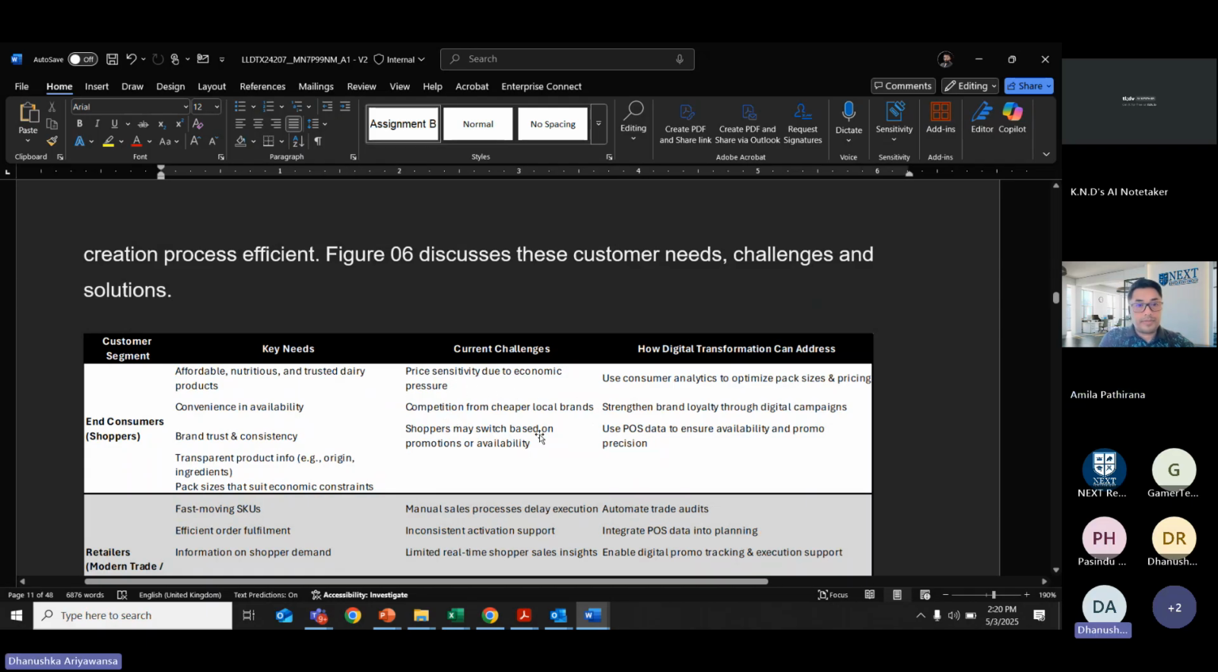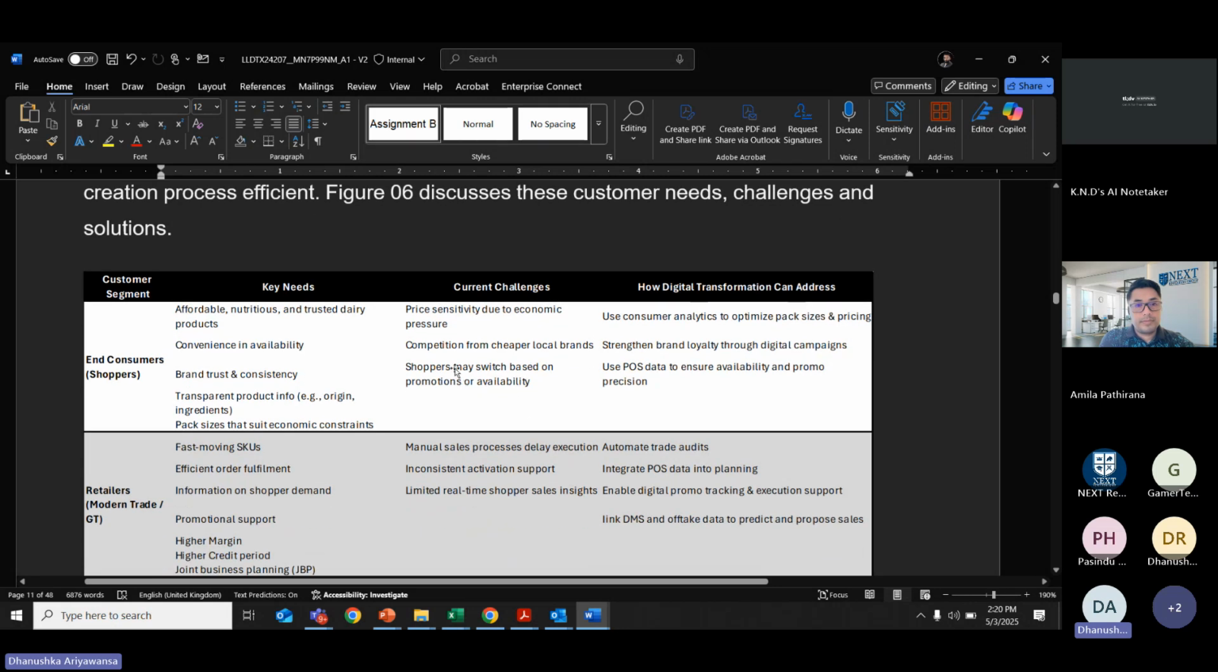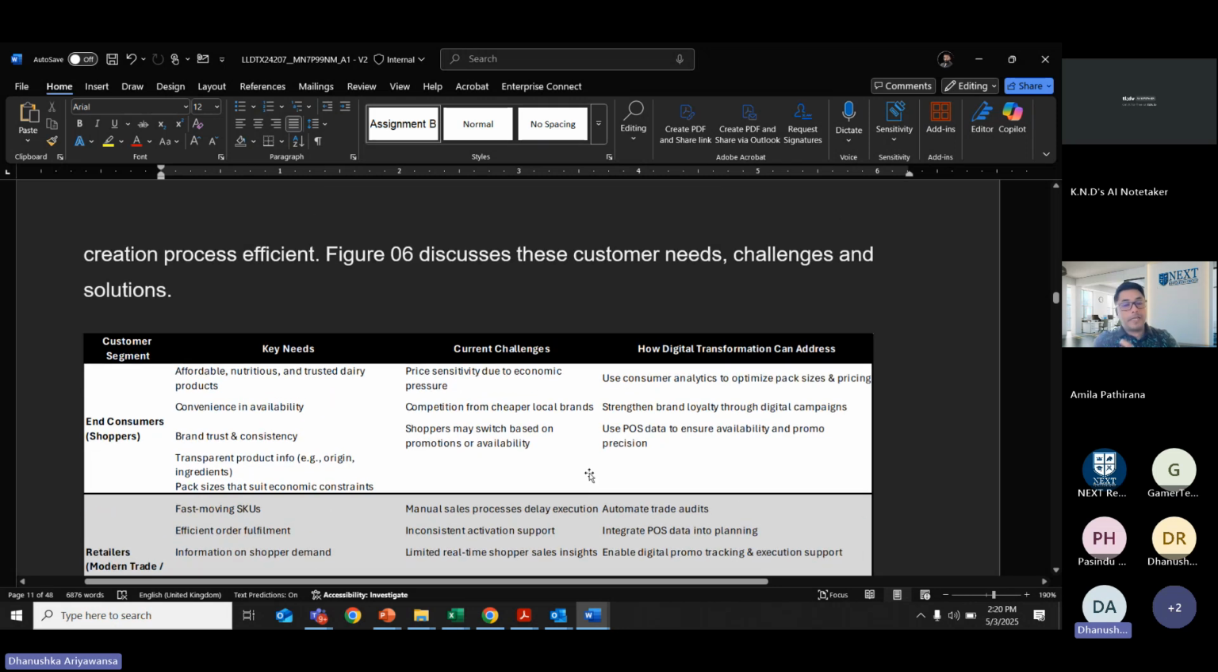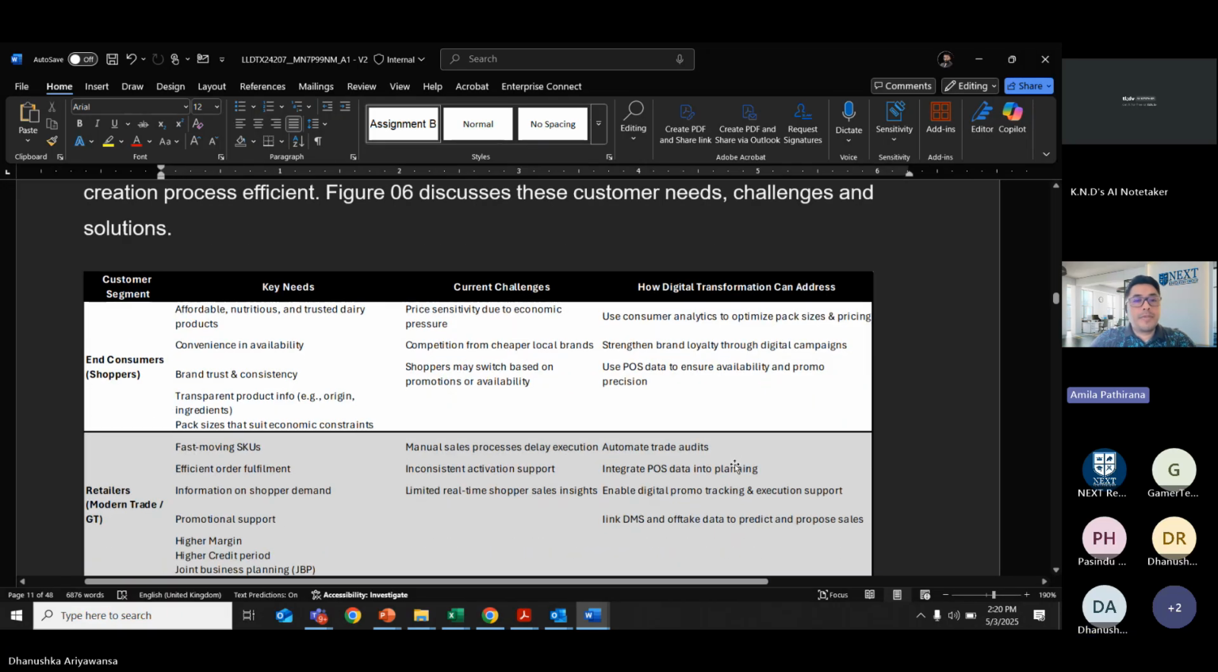Yeah. No, so in terms of format, the needs are clear then. So challenges, the format is fine. I'll just see whether that's been addressed here. Yeah, just minor tweaks. Like current challenges might be, you can say, price sensitive due to economic pressure, right?